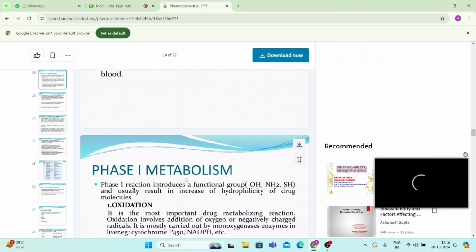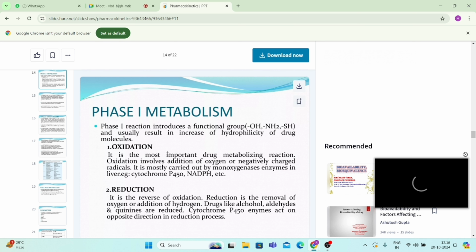And these metabolic reactions have phase 1 and phase 2. You have to remember, phase 1 and phase 2 are very, very important. Why? Because it is going to determine which drug is going with what type of biotransformation and with what it is undergoing the biotransformation.